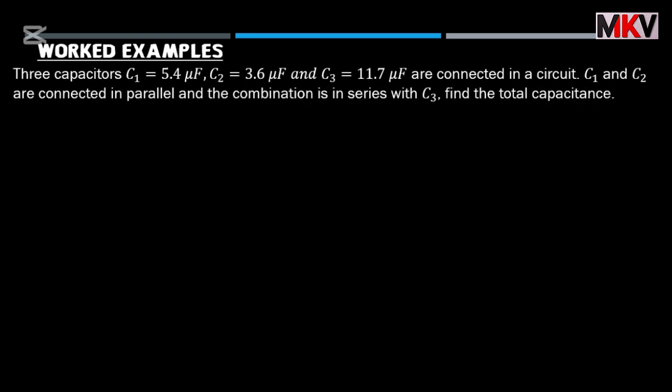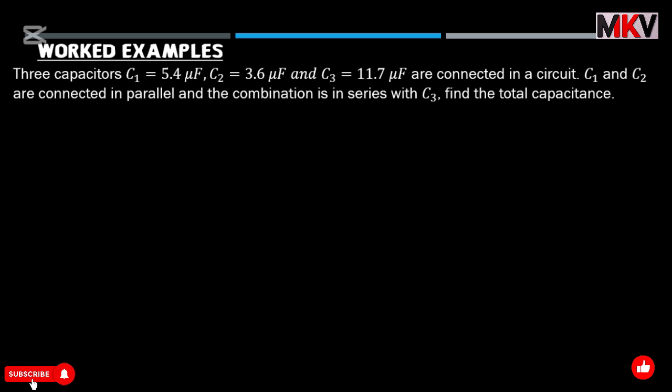Now another question. Three capacitors, C1 which equals 5.4 microfarad, C2 which equals 3.6 microfarad, and C3 which equals 11.7 microfarad, are connected in a circuit. C1 and C2 are connected in parallel, and the combination is in series with C3. Find the total capacitance.